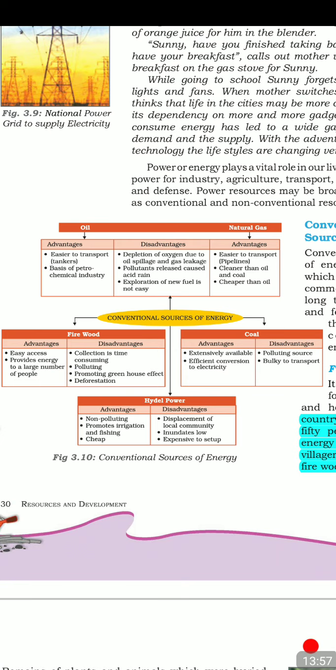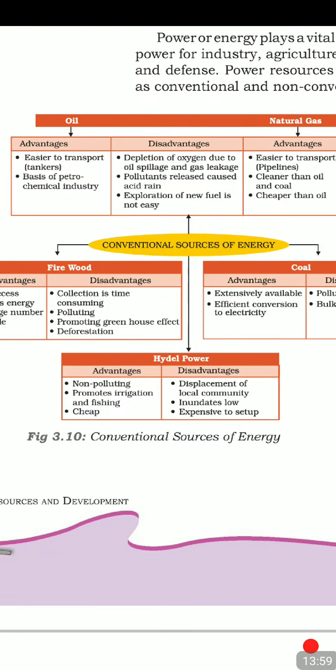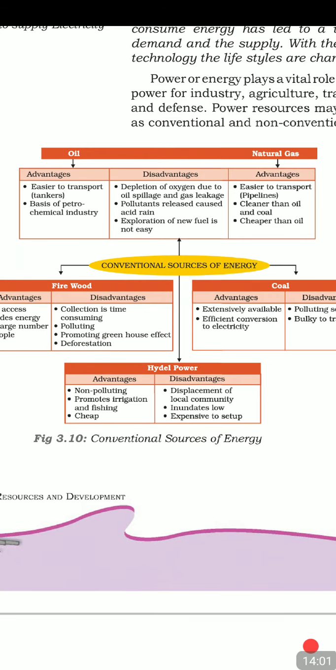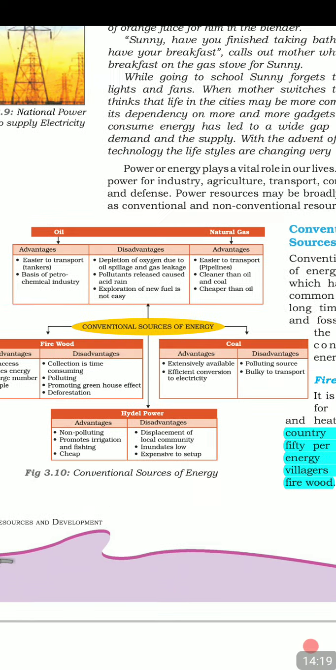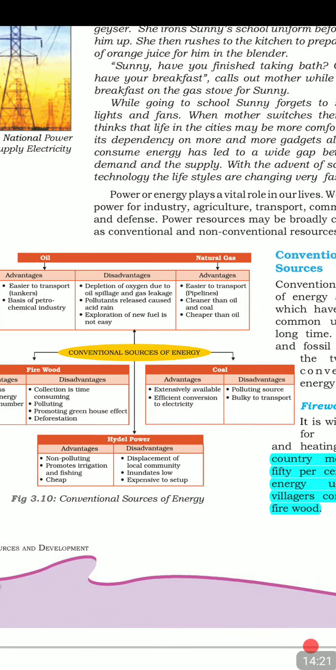Tidal power is non-polluting, promotes irrigation and fishing, and is cheap, but the problem is displacement of local communities in India. It's slow and expensive to set up. If the dam is very big, it causes lots of greenhouse problems. For example, the cement causes global warming, right? So hence small hydel power plants are much better.